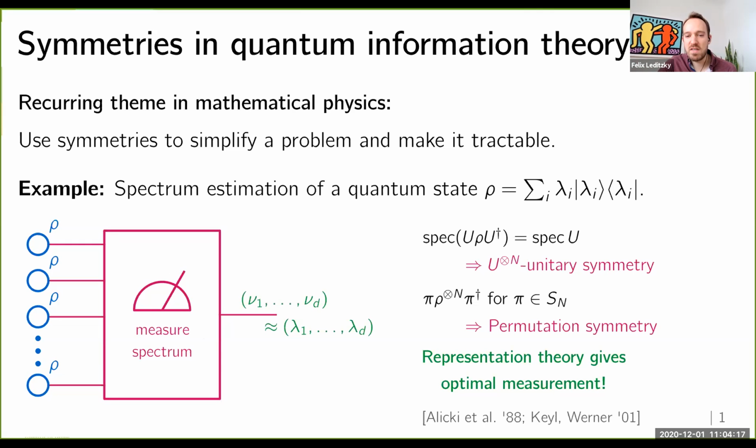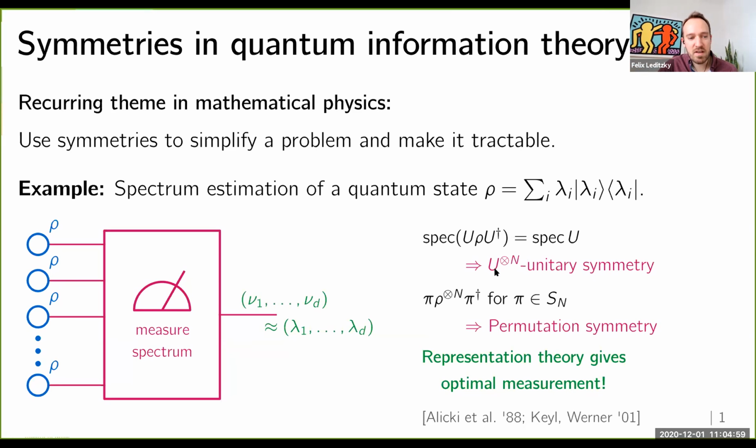It helps a great deal to realize the symmetries that you have in this problem. For example, if you're given an unknown state rho, and you're only asked to make a guess for the spectrum or the eigenvalues of the density operator, every unitary applied to that operator will not change the spectrum. So you might as well symmetrize the problem and take a state that is invariant under these unitaries, because it will have the same spectrum as the one that you started with. Mathematically, what we say is we have a unitary symmetry, or a special unitary symmetry, which is acting with the same unitary on each of these states.